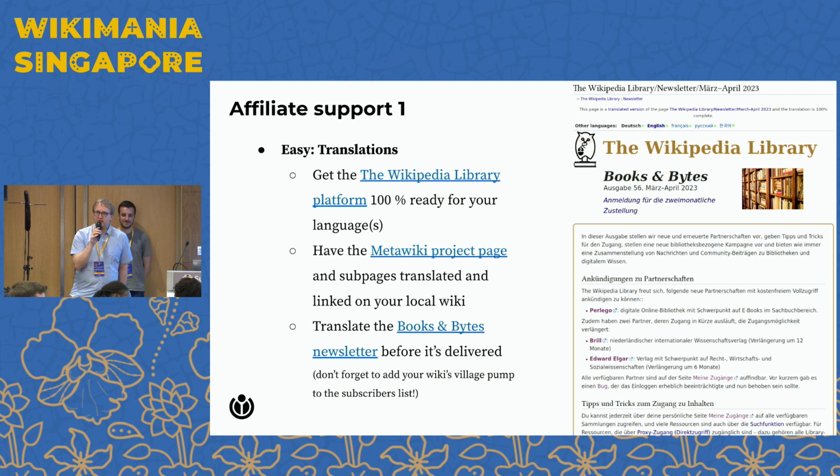Besides the platform itself, there are a couple of help pages, information pages and such, which are available in English and other languages. So the one entry point is the MetaWiki project page. And of course, that's also translatable via the MediaWiki Translate extension. Of course, not only the project page, but also the sub-pages that are linked there. Or even you have a page on your own wiki.